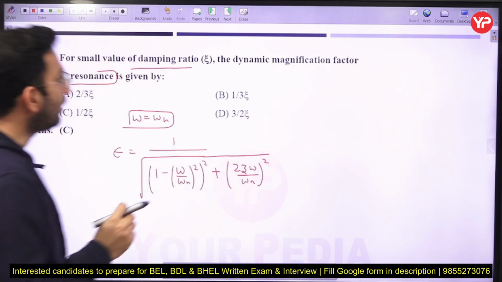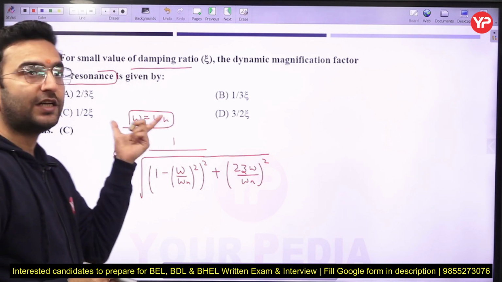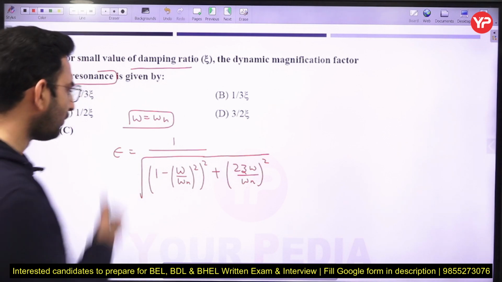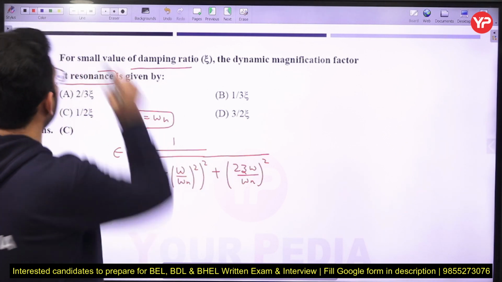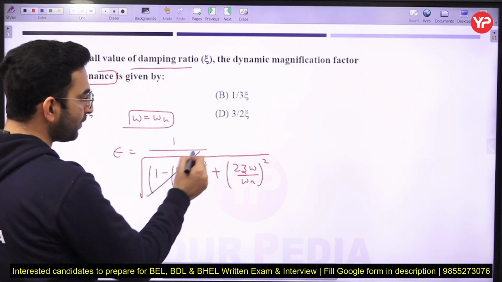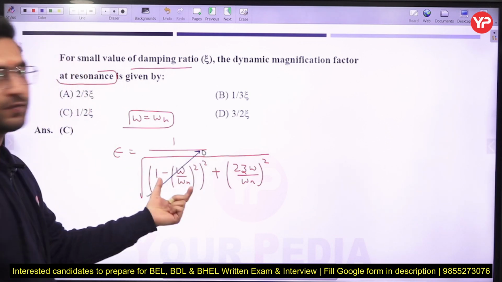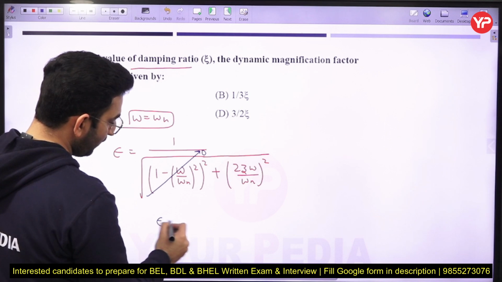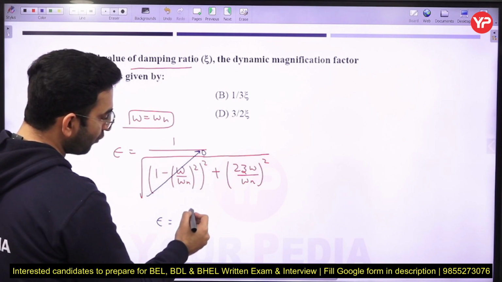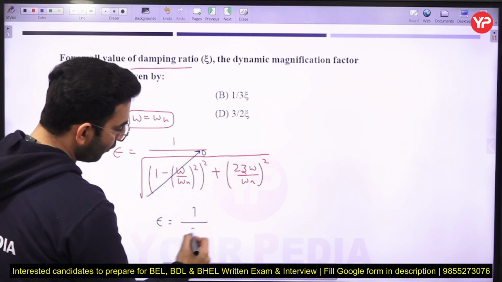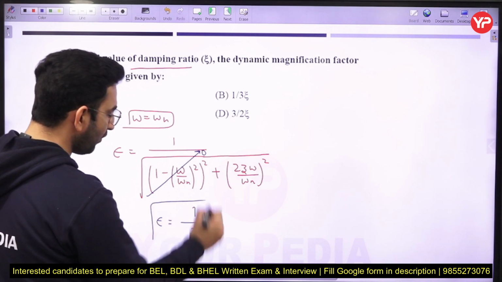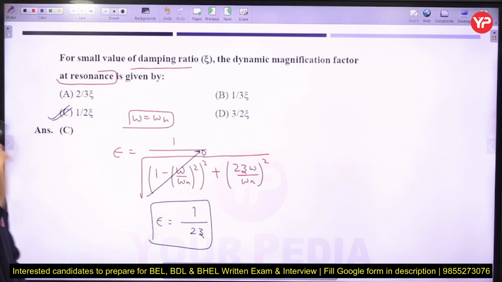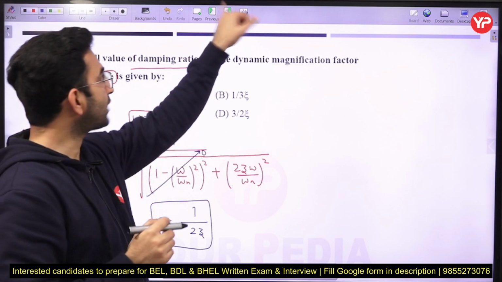So here if you see, the resonance condition is given, that means the frequency ratio omega by omega n is going to be equal to 1 here. Okay, so if it is 1, we can say the first term is going to be 0, because 1 minus 1 is going to be 0 only. So we can say the magnification factor is going to be equal to 1 upon 2 zeta here. Okay, so option number C is going to be the correct answer of this part here. Okay, so let us move to our next part.